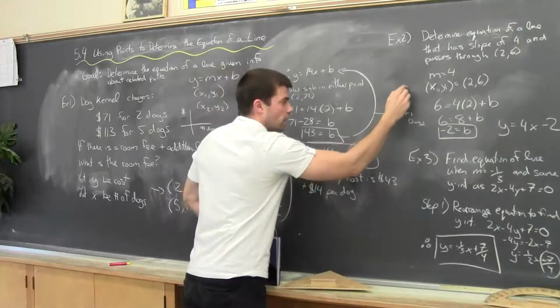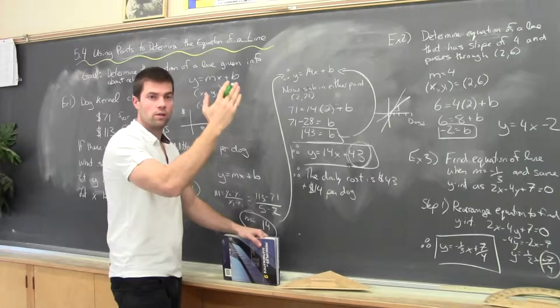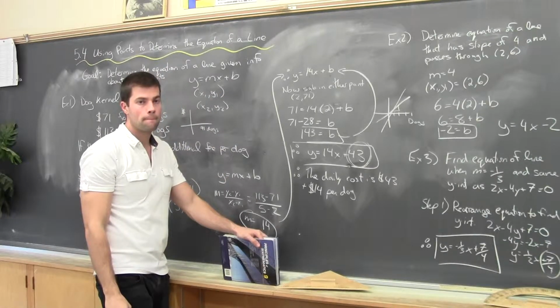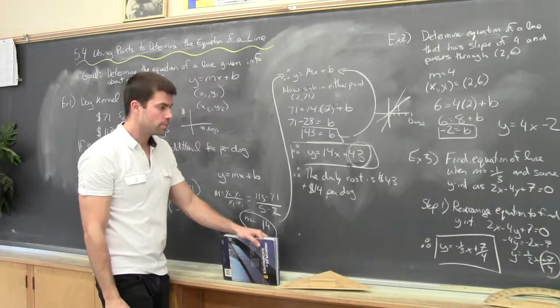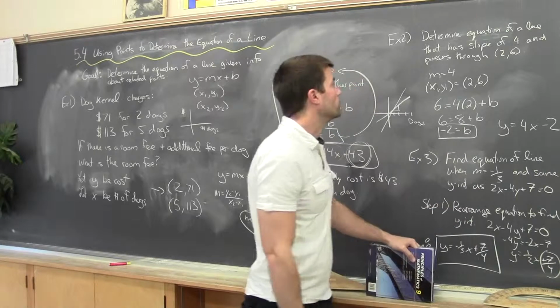So a more expensive kennel will have a steeper line. It's going to go up more cost per dog as you move over. And you can figure out slope for almost anything, right? Information like that. That's the goal of this section: you're taking information, converting it into 2 points, and then working backwards.